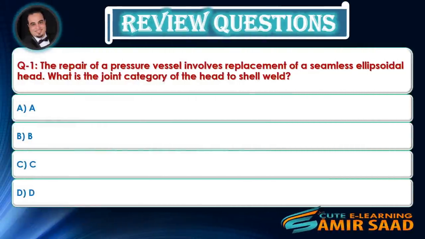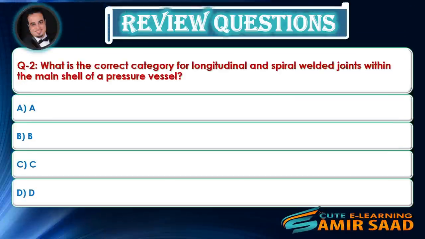Review questions. Question number 1. The repair of a pressure vessel involves replacement of a seamless ellipsoidal head. What is the joint category of the head-to-shell weld? Answer is B. Question number 2. What is the correct category for longitudinal and spiral welded joints within the main shell of a pressure vessel? Answer is A.